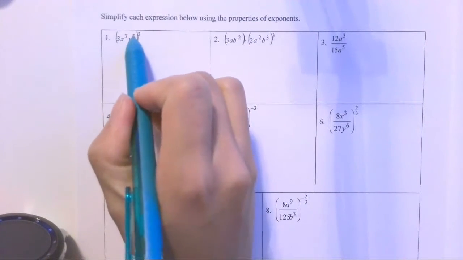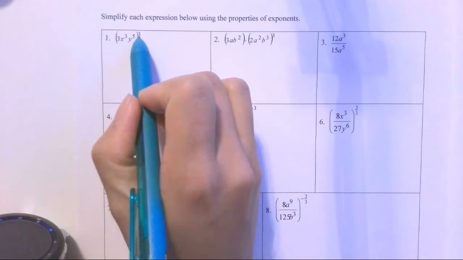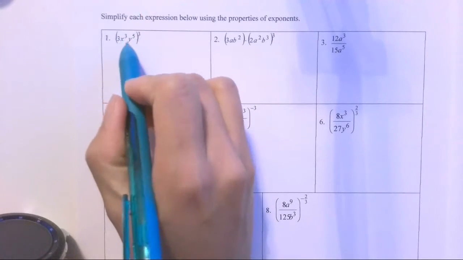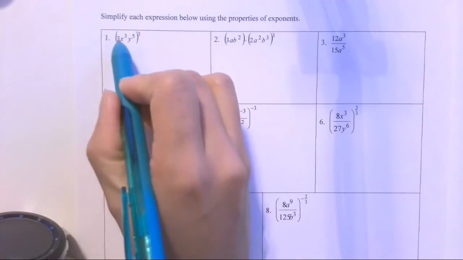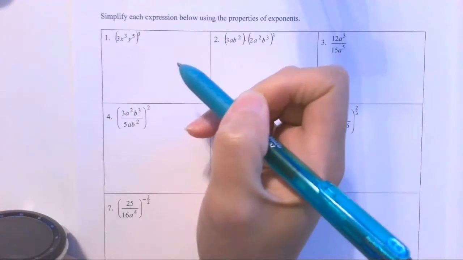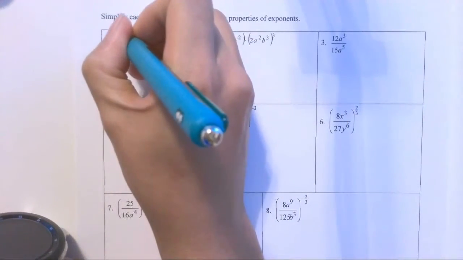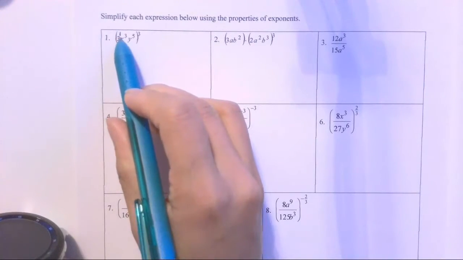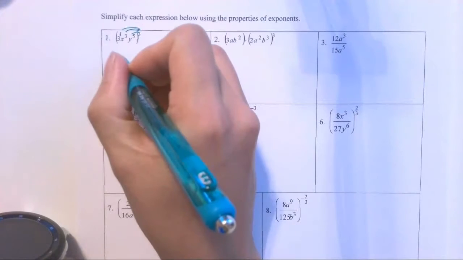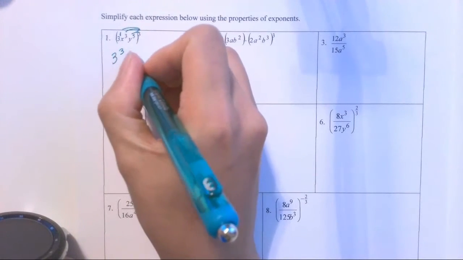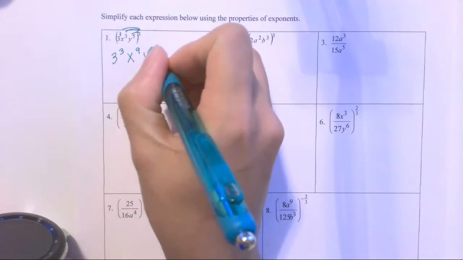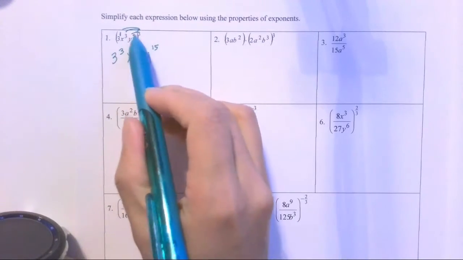3x cubed y to the 5th power, everything raised to the 3rd power. So I'm going to distribute my exponent first. But over here, if you're not confident with this practice, please put 1 as the exponent if you don't see it, because if you don't have it, that means the exponent is a 1. And now I'm going to multiply all my exponents together. So 3 to the 3rd power, x to the 9th power, y to the 15th power, because I'm multiplying everything.